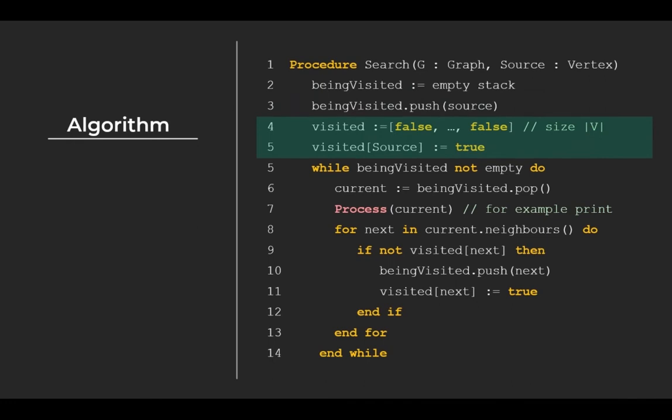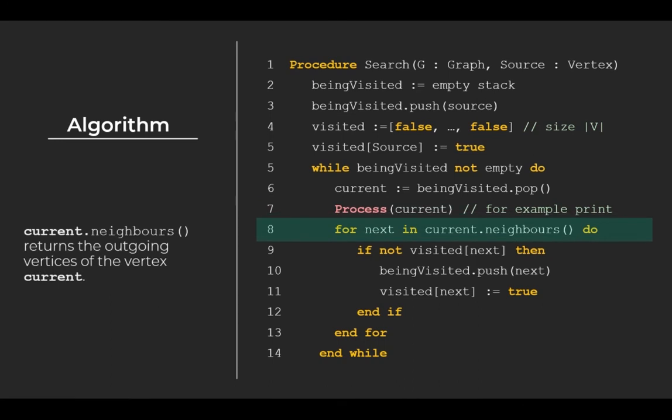Secondly, let's set up an array of size V, the number of vertices in the graph, and initialize it to false. False means the vertex has not been visited. As we have added source to the stack, we can label the vertex source as visited. Now that the setup is done, we can move on to the main body of the algorithm. While the stack is not empty, we need to do the following. Take the vertex at the top of the stack and process it, for example, just printing its value.